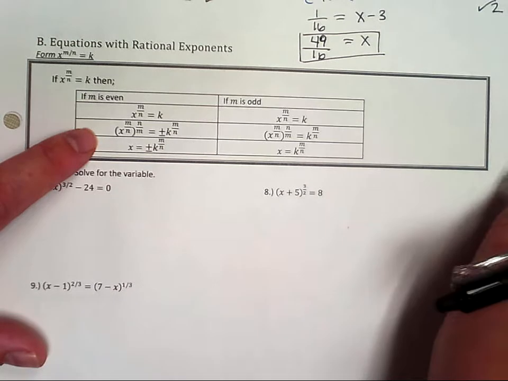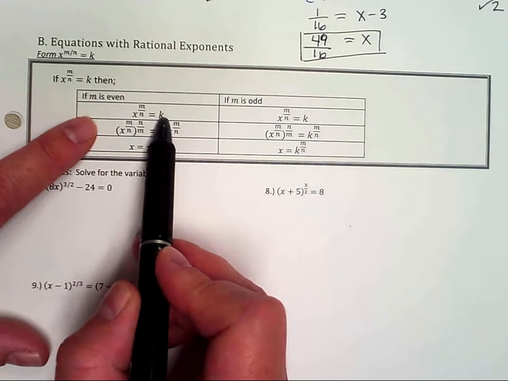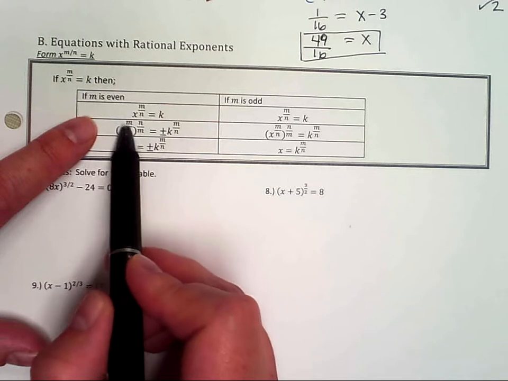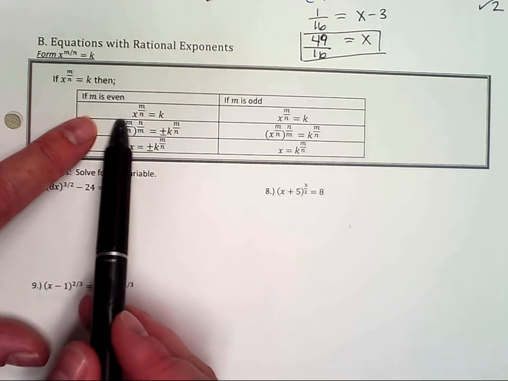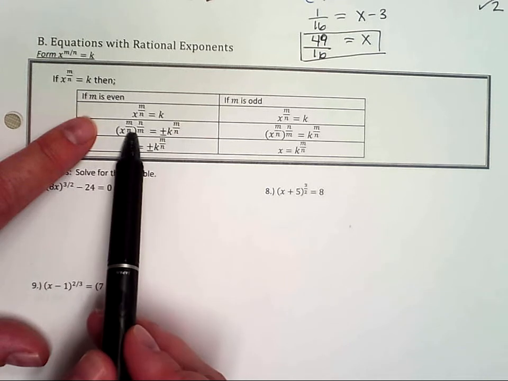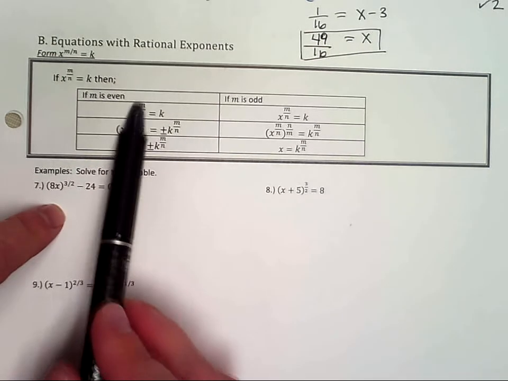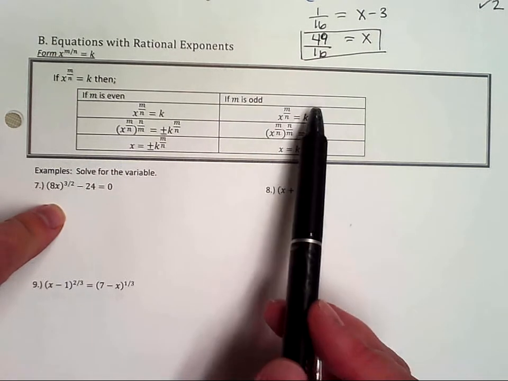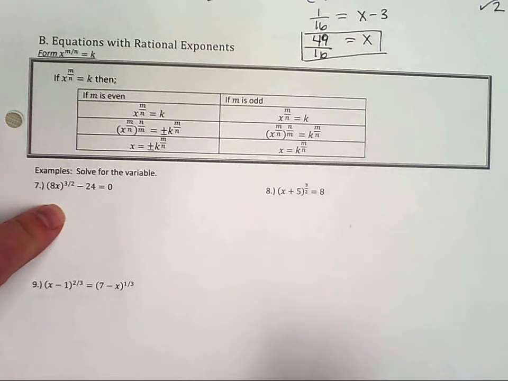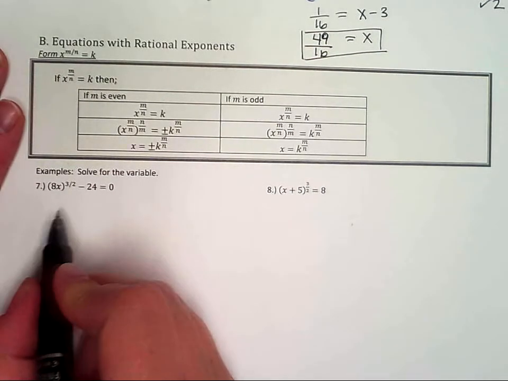Yeah? Right, if I have x to the m over n equals k, I raise it to the n over m, and that's because of rules of exponents. Once I multiply those exponents, that m over n times n over m equals 1. You just have to remember, though, that if m is even, it's plus or minus. If the numerator is odd, then it's just the same sign. Okay, so let's look at number 7.